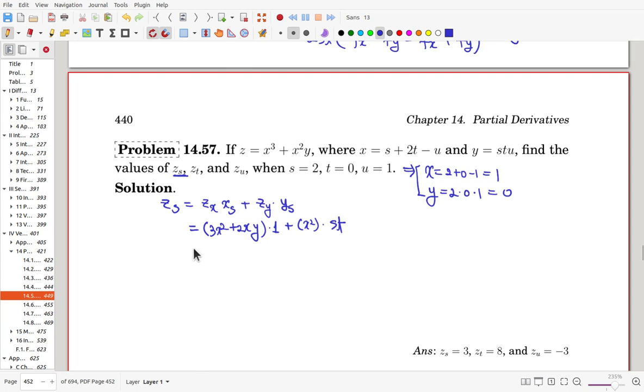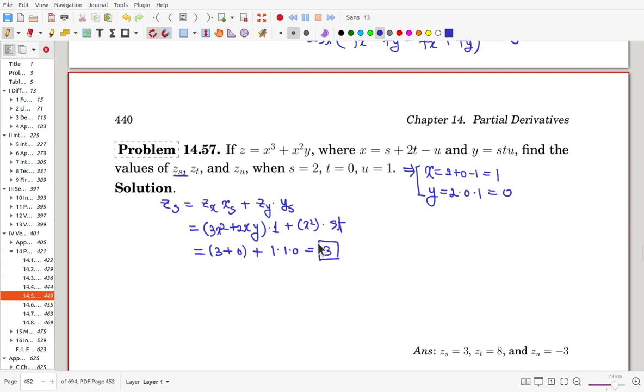So from here, now there's a 3, and y is 0, plus 0, times 1 plus x is 1, right? This is 1 times t and u. If you multiply, then 1 and 0, so we have 3 as the final answer.